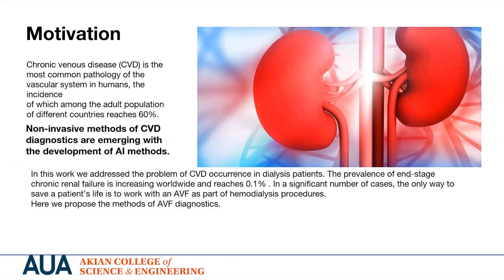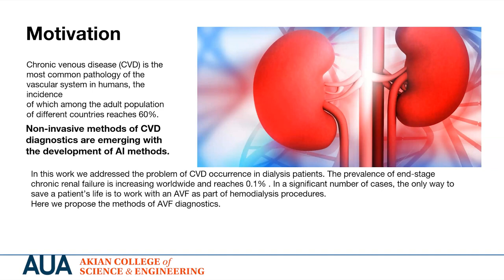Thanks. I would like to give some context about the problem with the arteriovenous fistula first. As you know, chronic venous diseases are the most common pathologies in humans now. There is a big occurrence of AI methods used for diagnosing these problems. In our work, we decided to tackle this big issue for only one group of people, those with chronic kidney failure, especially dialysis patients. The prevalence of chronic renal failure in these patients is growing now, especially after the COVID pandemic, because people going to dialysis face many issues. If they cannot go to the hospital in a timely manner and have to stay in ambulatory conditions, it of course results in many other issues.